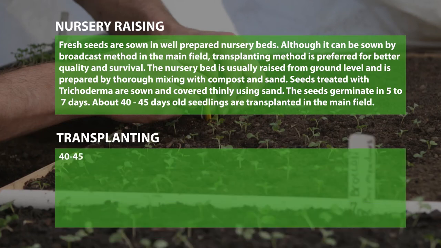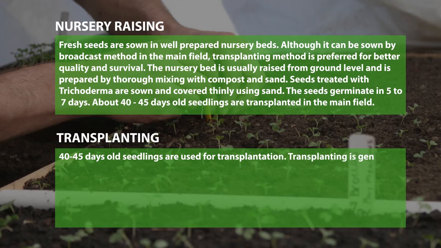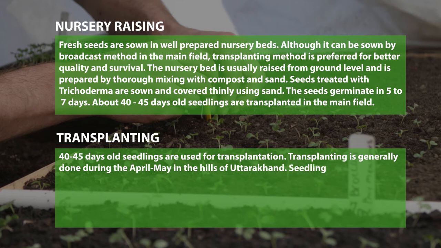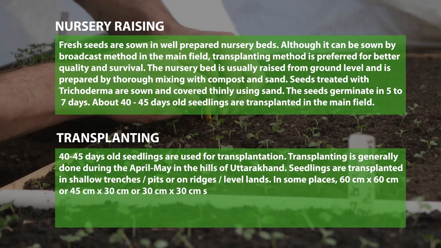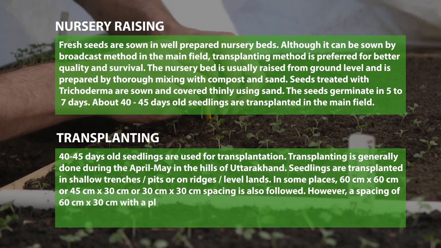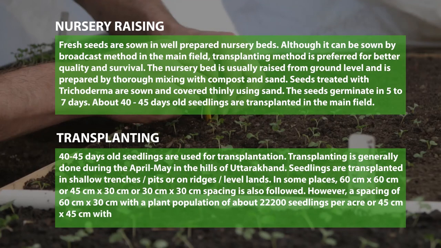Transplanting. 40 to 45 days old seedlings are used for transplantation. Transplanting is generally done during April to May in the hills of Uttarakhand. Seedlings are transplanted in shallow trenches, pits or on ridges, level lands. In some places, 60 cm by 60 cm or 15 cm by 30 cm or 30 cm by 30 cm spacing is also followed. However, a spacing of 60 cm by 30 cm with a plant population of about 22,200 seedlings per acre, or 45 cm by 45 cm with a plant population of 19,750 per acre, is considered optimum.